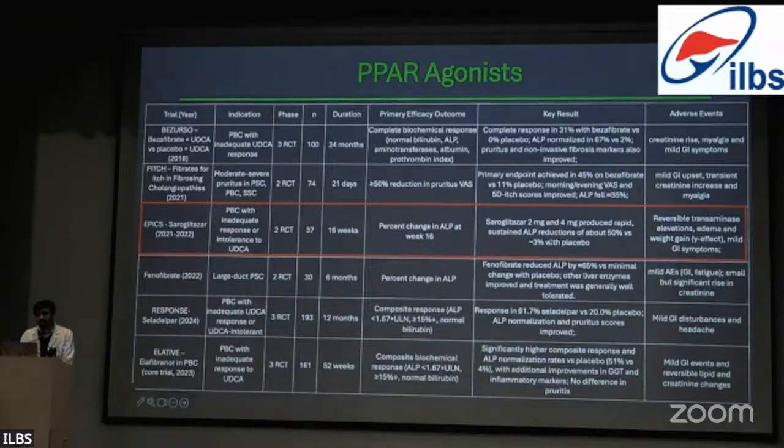There is a phase 3 trial, the data of which was shown in August 25, that is the EPICS 3, but it is yet unpublished. That also showed good response to saroglitazar, although the doses used in that were 1 and 2 milligrams.